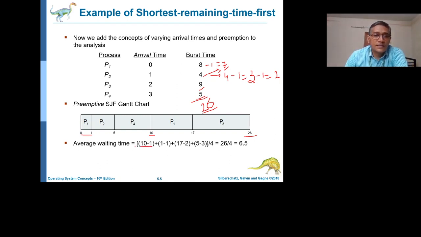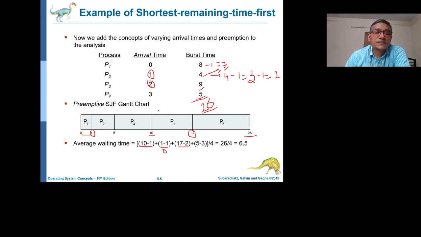Next, P2 arrives at 1 millisecond. It gets the attention of the CPU at 1 millisecond. So 1 minus 1, its waiting time is 0. P2's waiting time is 0. Then what is the waiting time of P3? P3 gets the attention of the CPU at 17 milliseconds. It arrived in the system at 2 milliseconds. So 17 minus 2. So for calculating the waiting time, we subtract the time the process arrived in the system from the time it gets the attention of the CPU.